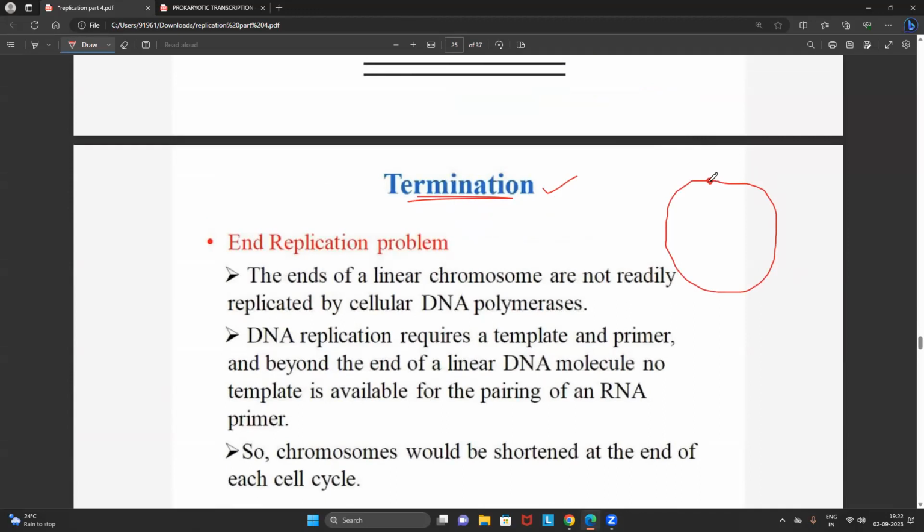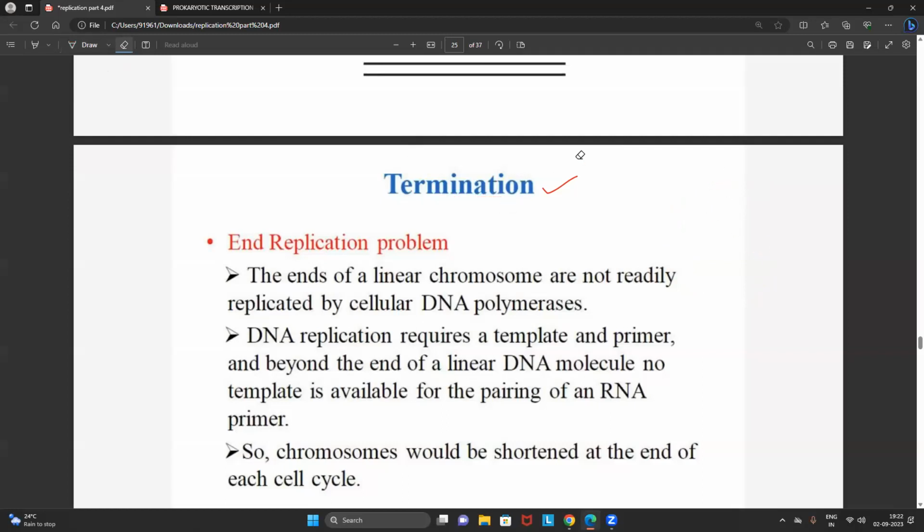This is called ORC, origin of replication. From here, one fork is moving. From here, another fork is moving. Both forks meet at one particular point. That is called the termination point. But in the case of prokaryotes, the DNA is a circular DNA. And you also know very well it is a very small DNA.